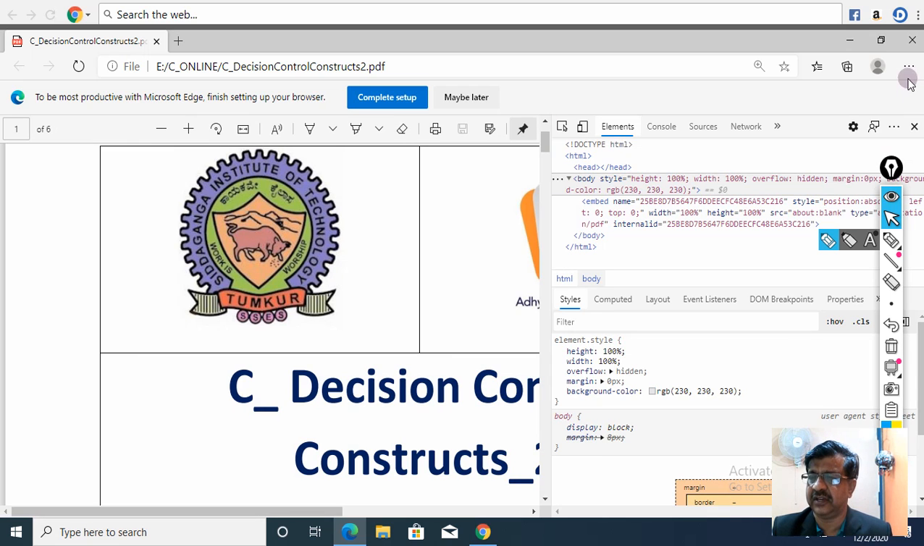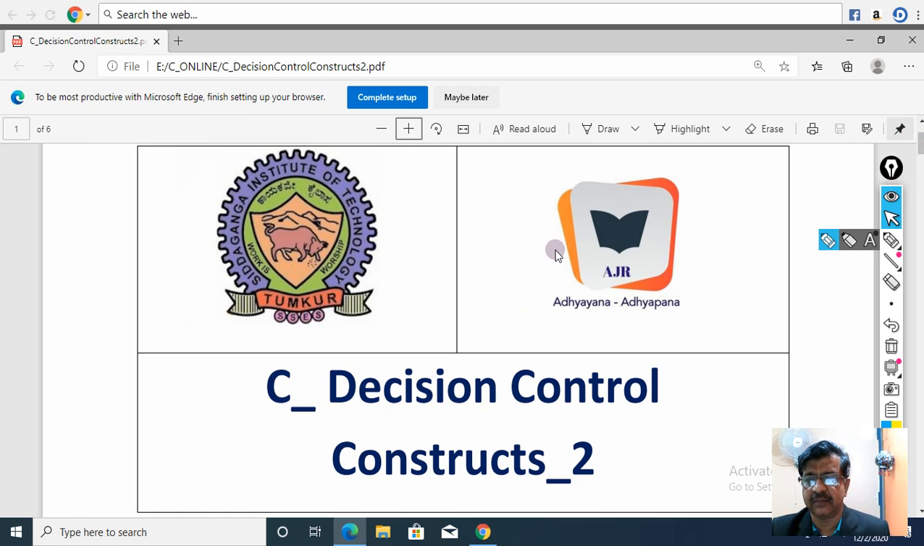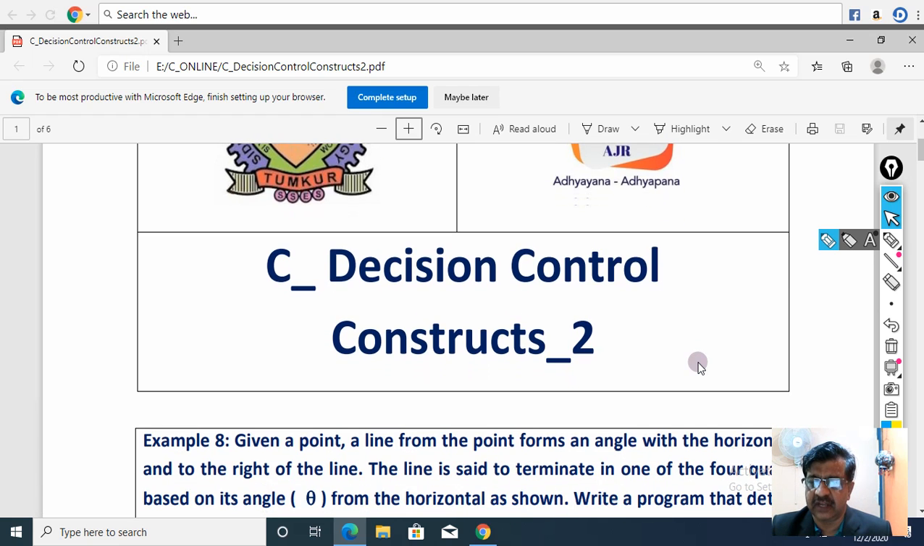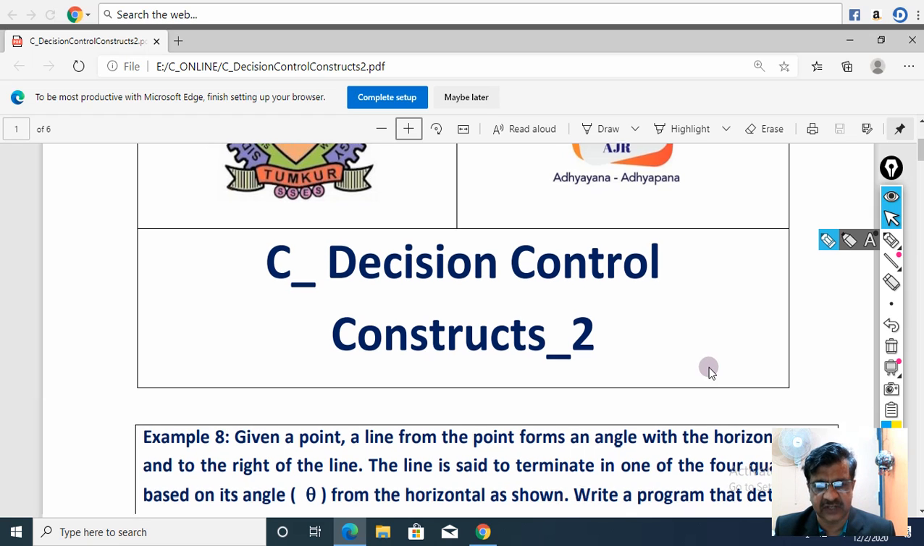My esteemed listeners, this tutorial comes in sequel to C decision control constructs in general and C decision control constructs 1 in particular. And in this session, we just start from where we left. We have covered 7 examples in the previous tutorial and we will take typical examples concerning if, else ladder, that is multi-decision control construct in C.